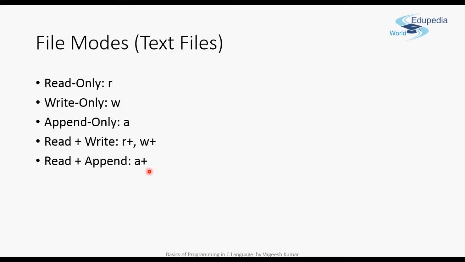And there is an append plus read mode which is A plus. So if you use A plus, then if you write any value it will get written at the end of the file, and if you are reading any value you will also be able to read from that particular point. Okay, so for binary files these modes are different. The earlier modes that we did were for text files. For binary files the only difference is that you have to append a small b after the mode. So RB, WB, AB, RB plus, WB plus, AB plus. So these are the modes for binary files.